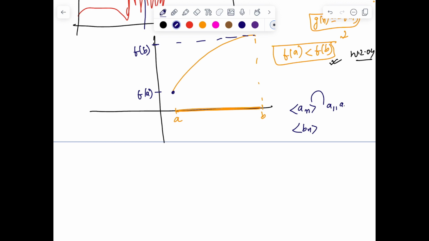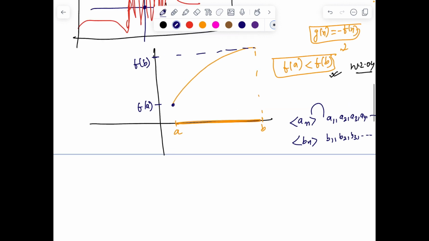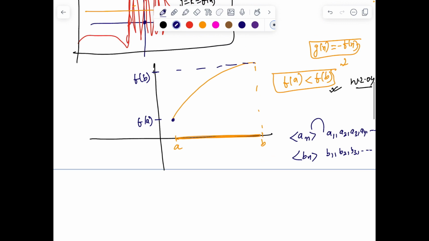Sequence means we'll try to see numbers A1, A2, A3, A4 in some fashion. Similarly, numbers B1, B2, B3, B4 and so on till infinity, till n. And we do it as follows.